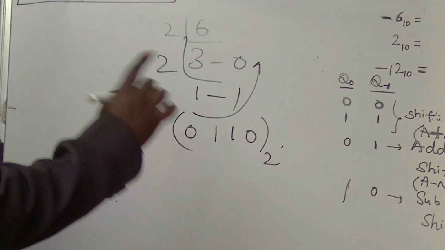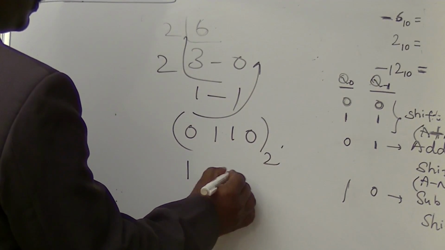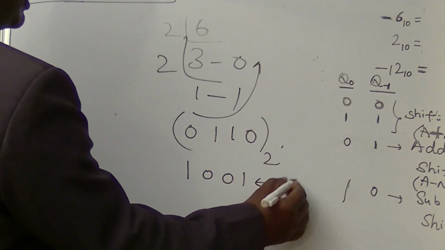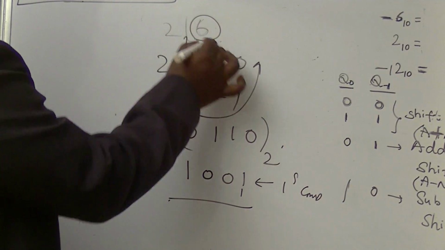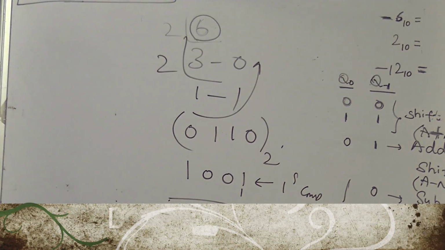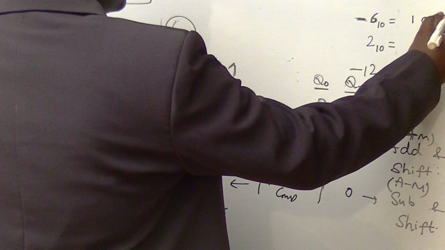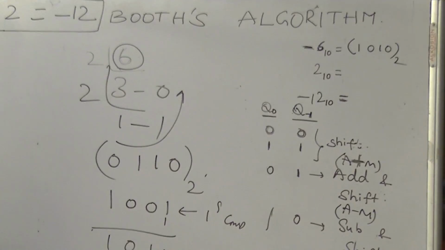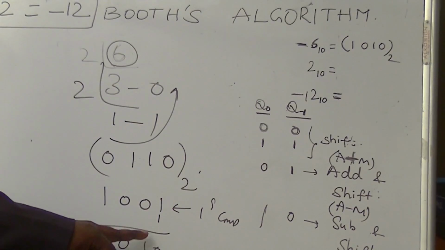That is the positive value of 6. Now when we go for minus 6, what will be the value? 1 0 0 1, just converting zeros and ones, that is the 1's complement. Then we add 1 to it and you will get the 2's complement value of 6. So that is 1 0 1 0, the 2's complement value for 6 here.